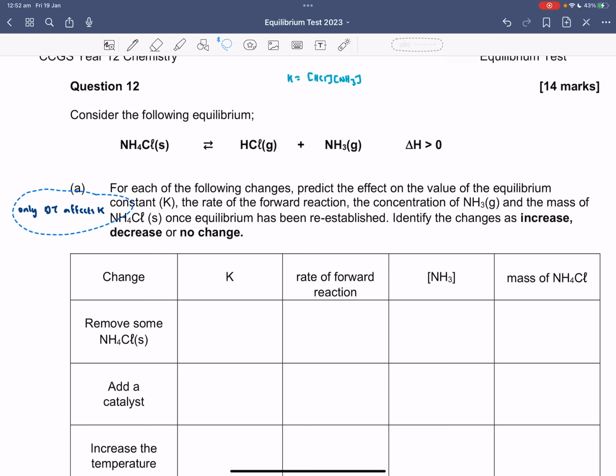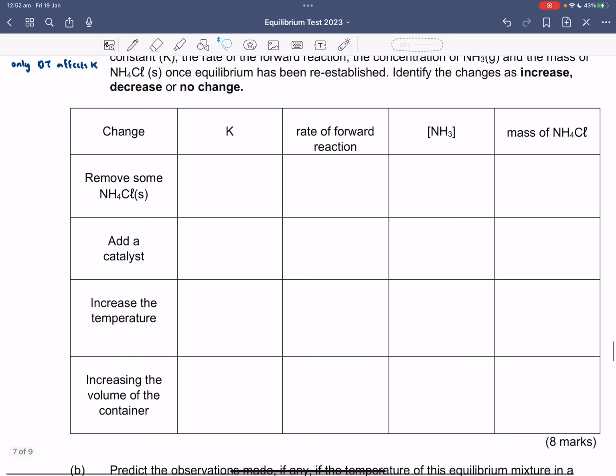And if only a change in temperature affects the K value, then for this one, and this one, where it is not a change in temperature, I want to write no change, no change, no change. All right, without even thinking, I'm just going to write no change, no change, and no change. It does not affect the K value.